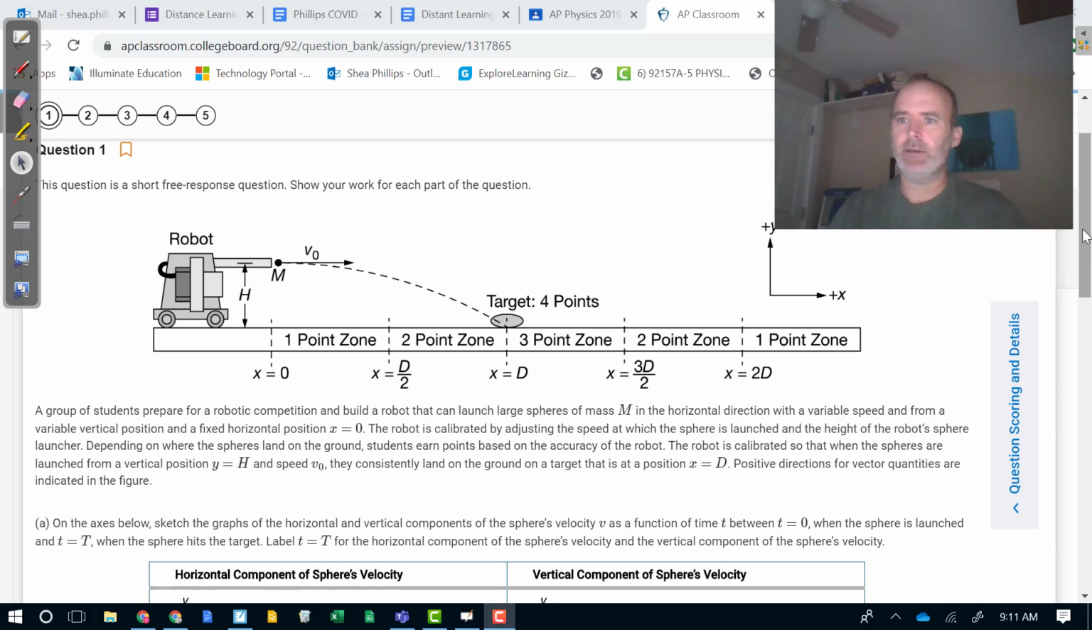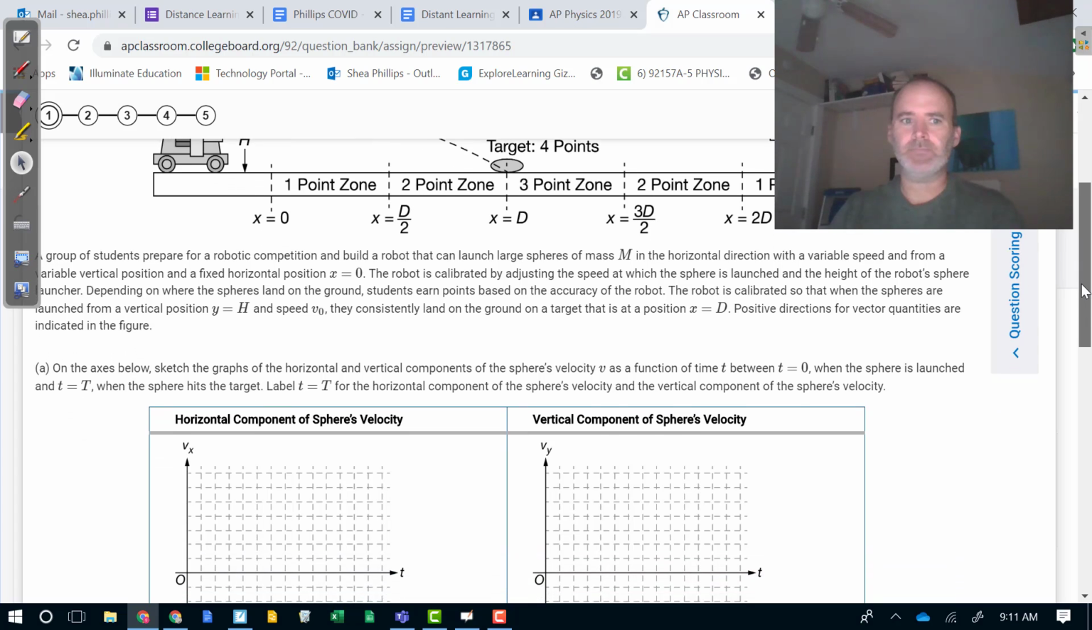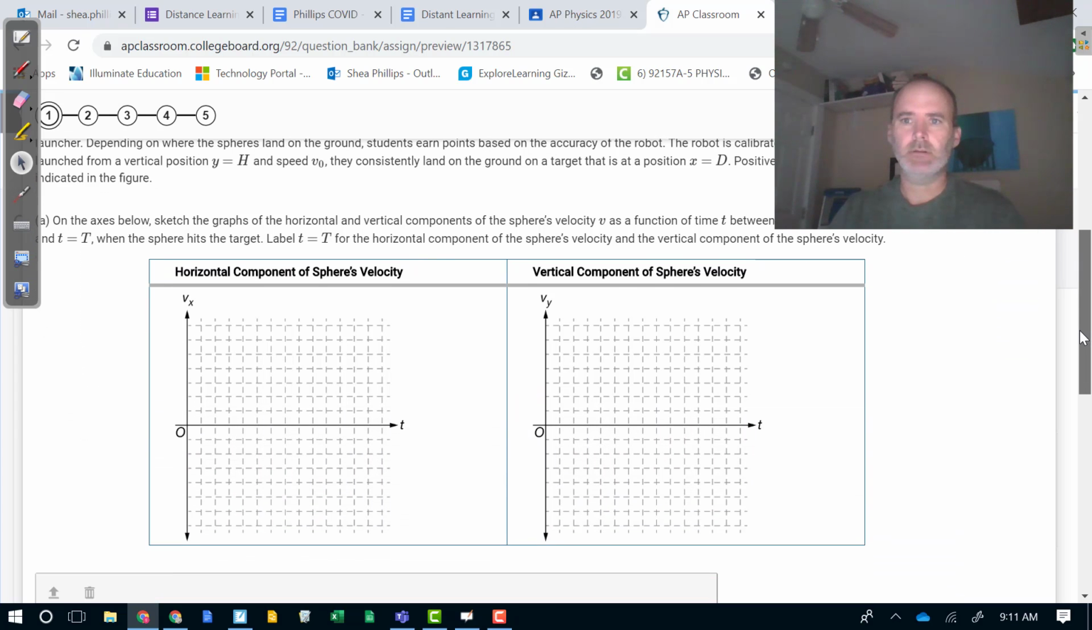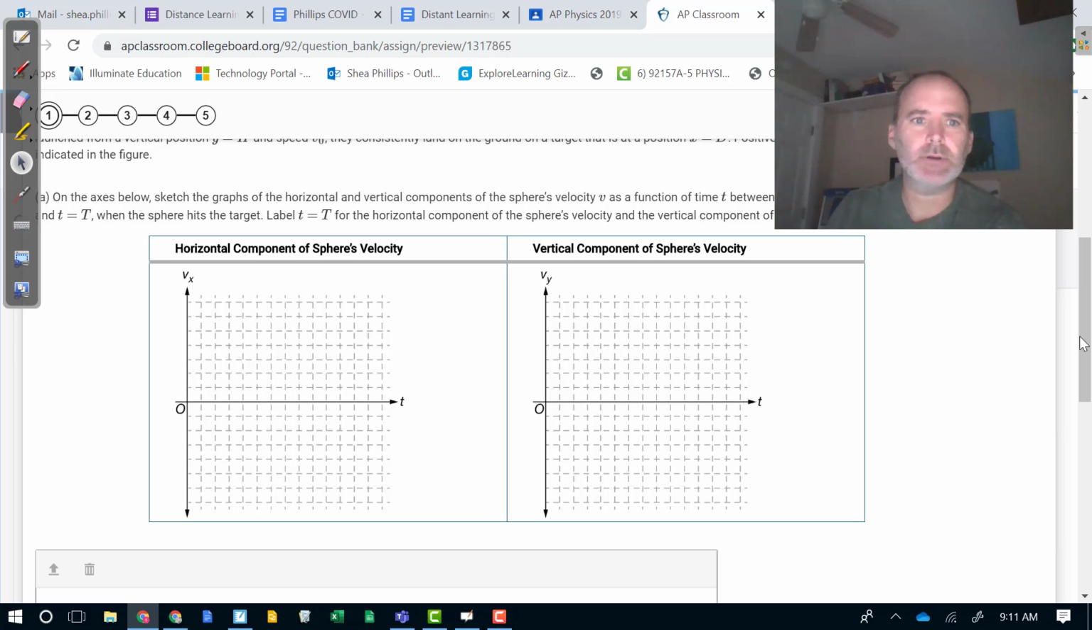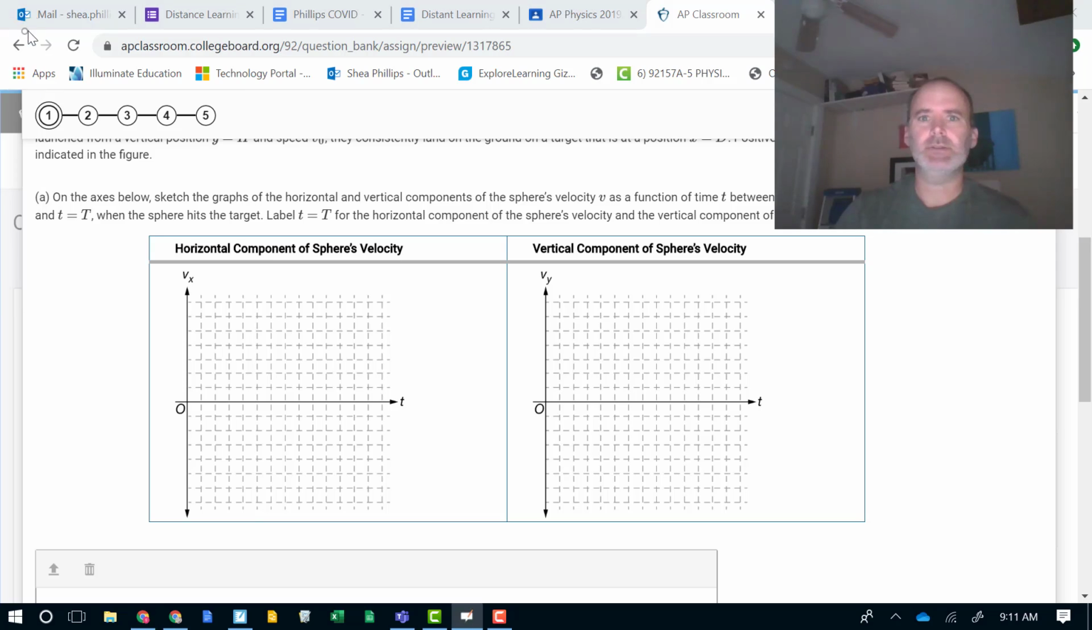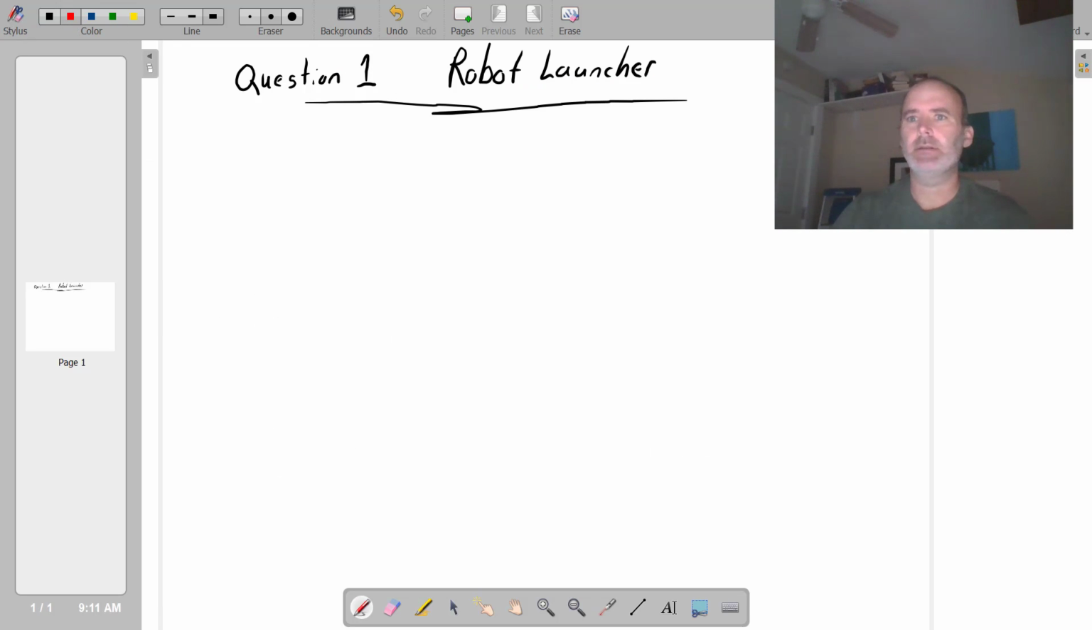Okay, so now here is the first part of the question. On the axis below, sketch on the graph the horizontal and vertical components of the sphere's velocity v as a function of t. All right, so we're going to come down here. We're going to do the x component of the horizontal velocity and the y component of the velocity, as time goes to t. All right, so let's look at this. I'm going to do this in red, so let me switch the color here.